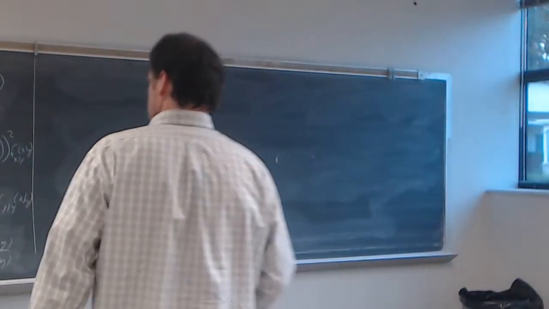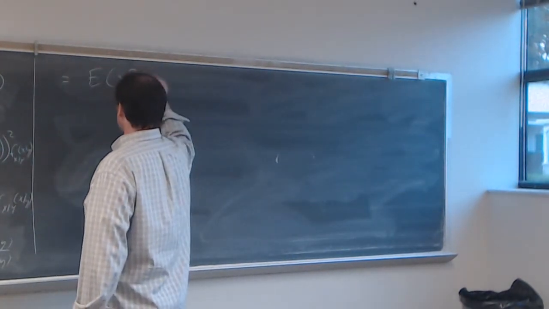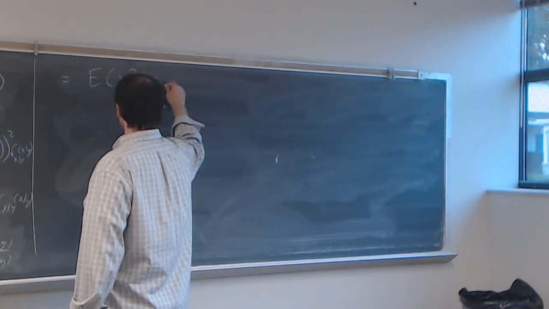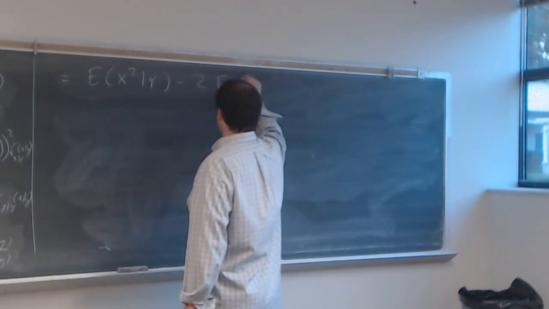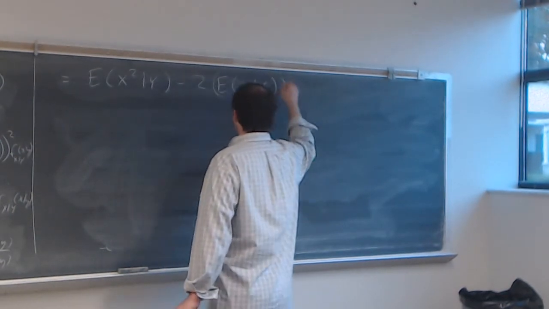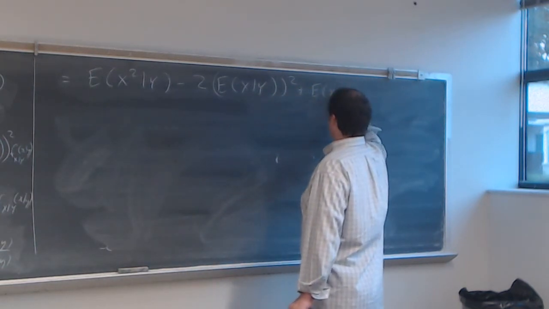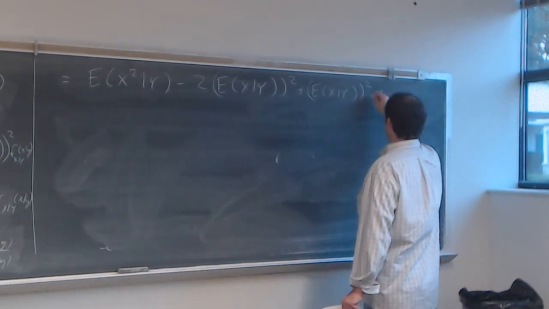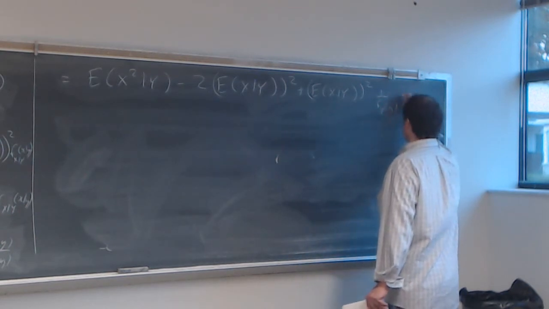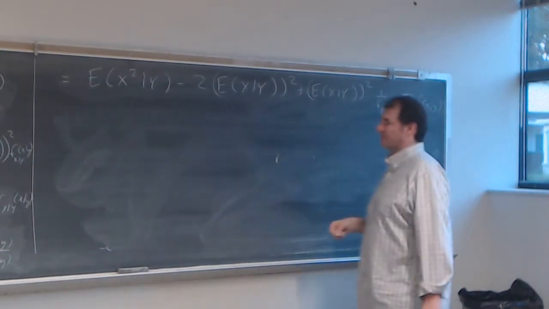Okay, that's equal to the conditional expected value of x squared given y, minus 2 times the expected value of x given y, all squared, plus the expected value of x given y, all that squared, times, well, I pull out 1 over the PDF of y, because that doesn't depend on x, times the sum over the x values of the joint PDF, f of x given y.